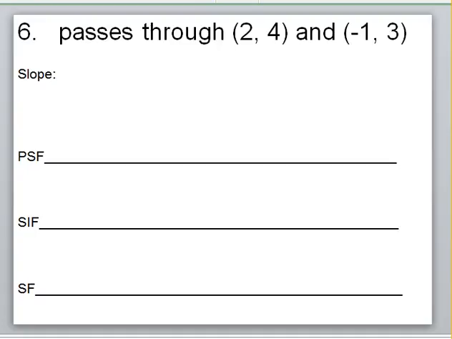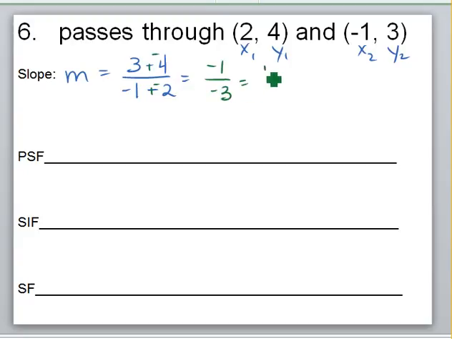The slope. Slope is found by doing y minus y over x minus x. So we're going to take our y minus y, our 3 minus 4, all over our x minus x, negative 1 minus 2. This gives me a negative 1 on top and a negative 3 on the bottom, which is a 1/3. Let's use this point. It's all positive right here. So we're going to say the point slope form would be y minus 4 equals 1/3 times x minus 2.